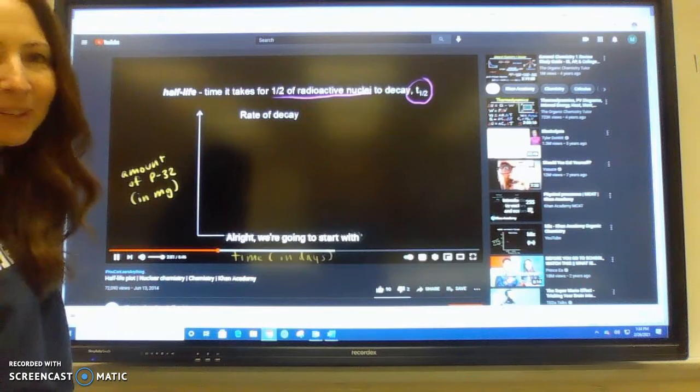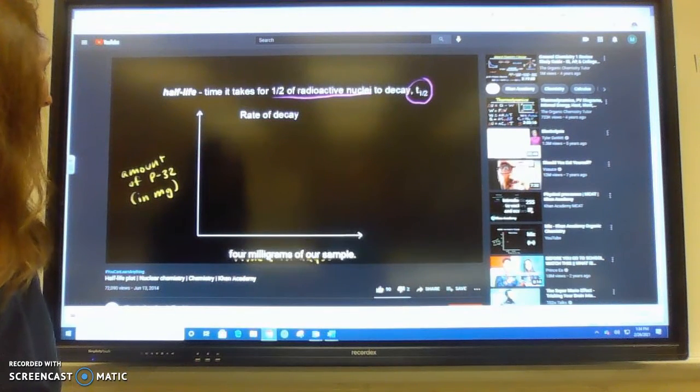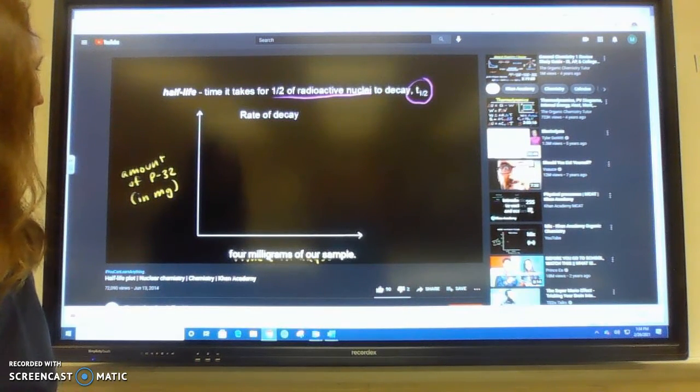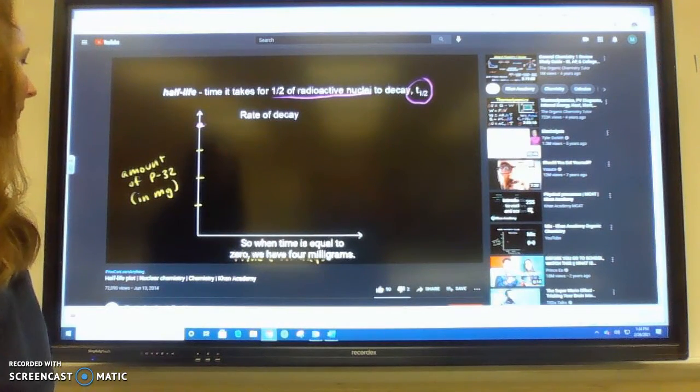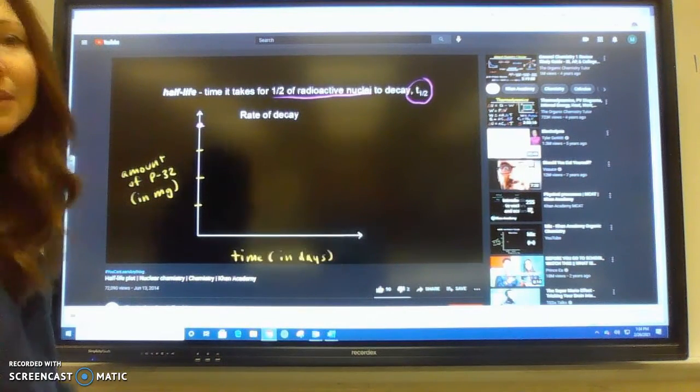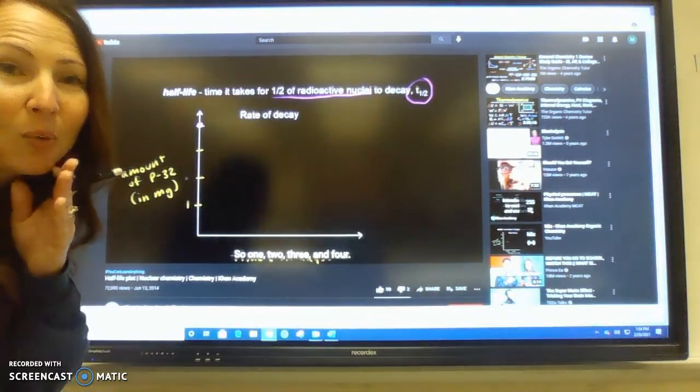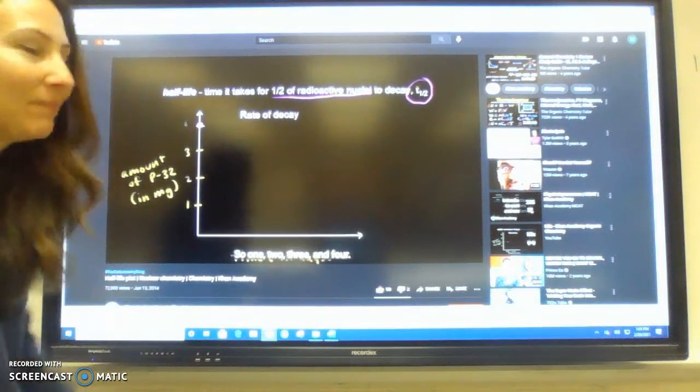Days. All right, we're going to start with 4 milligrams of our sample. Let's go ahead and mark this off. This will be 1 milligram, 2 milligrams, 3, and 4. So we're going to start with 4 milligrams. So when time is equal to 0, we have 4 milligrams. So your first point is always time is 0.